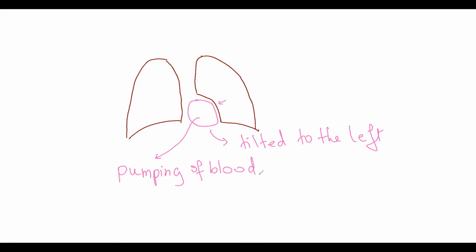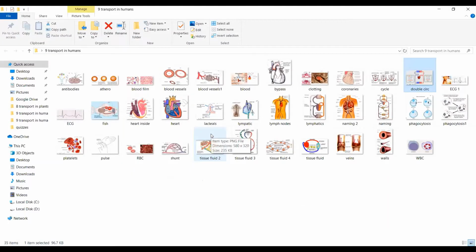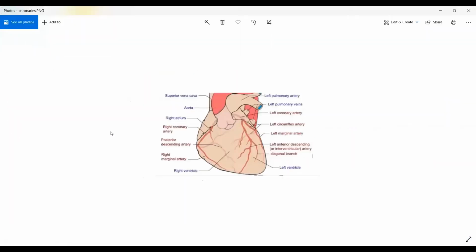Okay, but what's the structure of the heart? I'm going to show you two pictures, one of them for the heart from outside, and this is not that important, and I'm going to show you the structure of the heart from inside, which is important. This is the heart from outside. You can see here the conical shape, like this. It's nothing more. This looks like a cone.